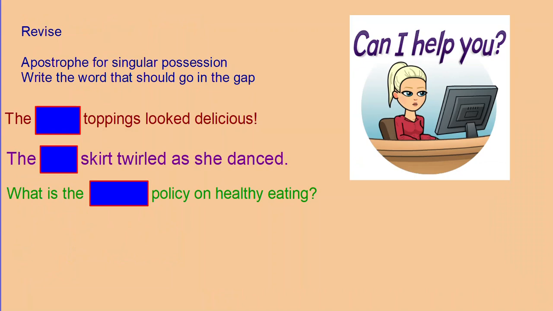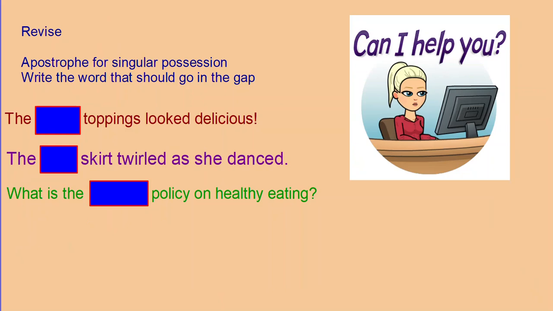First of all, we're going to revise using apostrophe for singular possession. I want you to write the missing word in the sentence. All 3 of the sentences, everybody's going to do this together. I'm going to read the words so you know what the missing word is. I want you to write them on your whiteboards. At the end, you should have 3 words. I'm going to write each one for you and read each one for you twice.